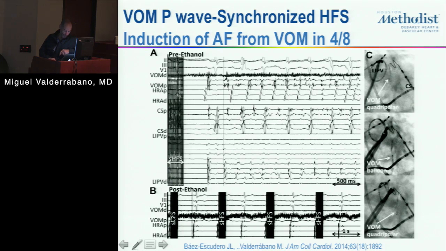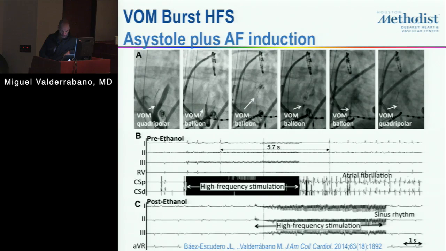We gave alcohol and we repeat the same protocol and we don't induce it anymore. This was because this was painful to set up. We did a more crude approach, which is just put the microelectrode catheter in the vein of Marshall and then do high-frequency stimulation. And when we induced, in the vast majority of the patients, there was this pronounced vagal response. So this patient was in sinus rhythm, sinus here, then we do the high-frequency stimulation in the vein of Marshall. Not only do we induce atrial fibrillation, but also the patient goes asystolic for almost 6 seconds.